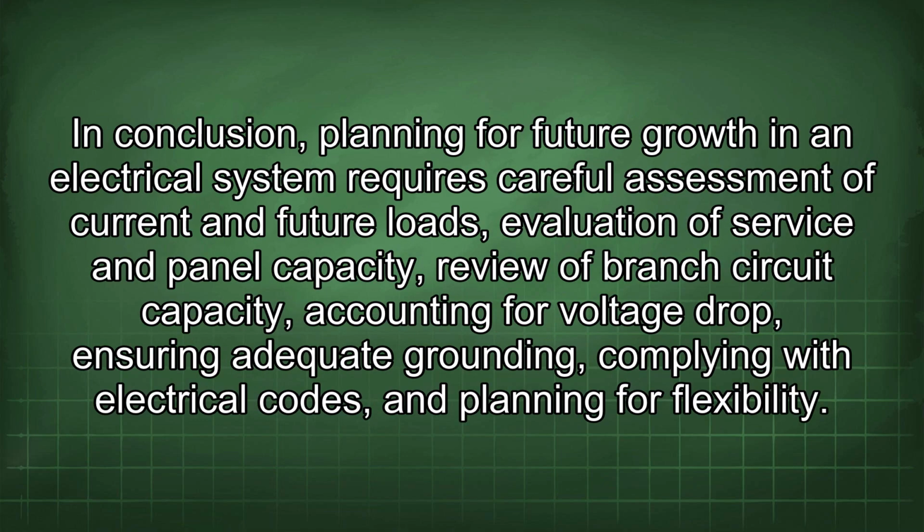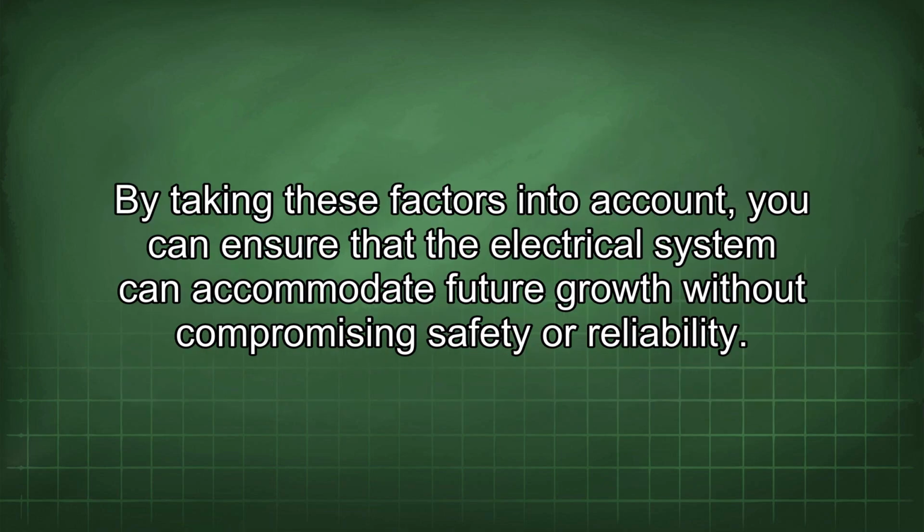In conclusion, planning for future growth in an electrical system requires careful assessment of current and future loads, evaluation of service and panel capacity, review of branch circuit capacity, accounting for voltage drop, ensuring adequate grounding, complying with electrical codes, and planning for flexibility. By taking these factors into account, you can ensure that the electrical system can accommodate future growth without compromising safety or reliability.